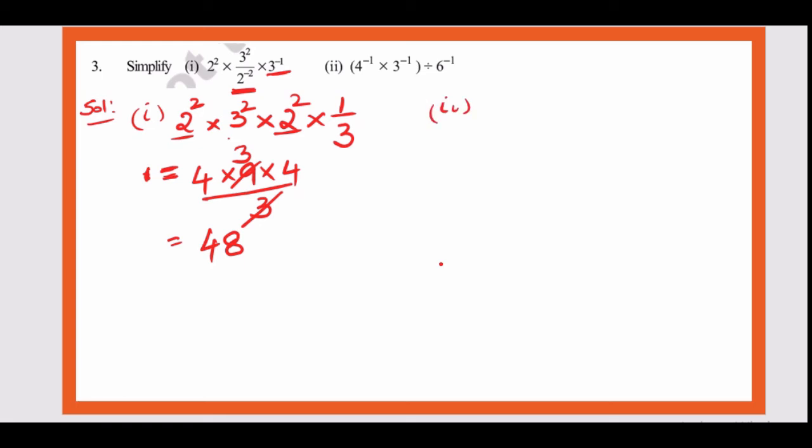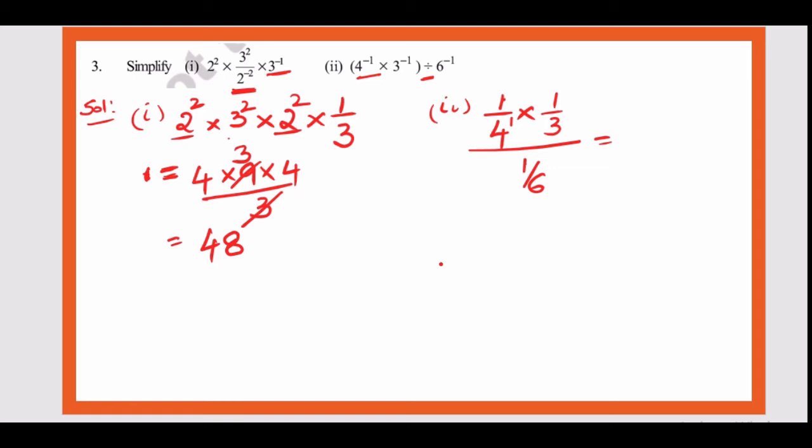Next, moving on to question number 2. Now if you observe 4 power minus 1, we have already discussed that whenever you have a negative power 1, you can directly bring it to the denominator by changing the sign of the exponent. So 4 power minus 1 I can write as 1 by 4, 3 power minus 1 I can write as 1 by 3, divided by, so here the symbol is divided by, what is given, 1 by 6. So 6 power minus 1 means 1 by 6.